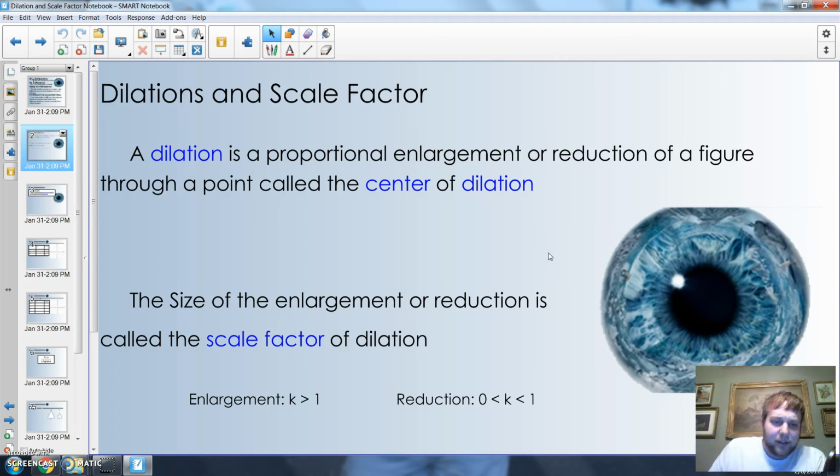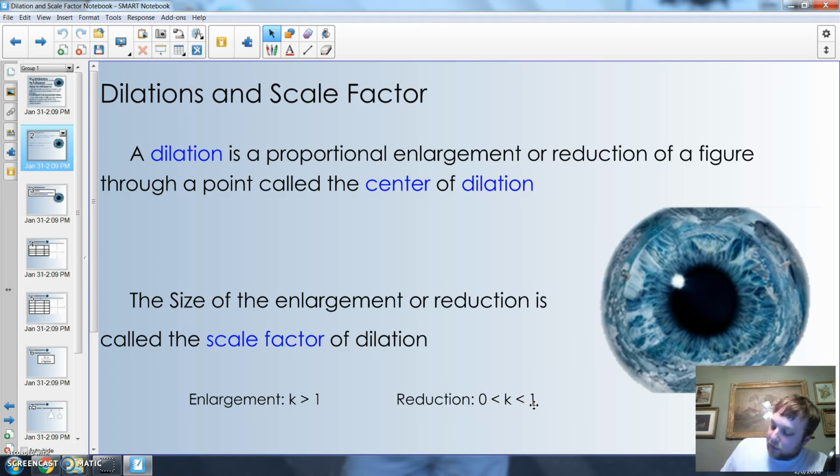The size of the enlargement or reduction is called the scale factor. So maybe if it's by 2, that means it enlarged. It doubled in size. Notice enlargements are when they're above 1. So like 2 means it doubled in size. A 3 means it tripled in size. A 10 means it tensied in size. And then reduction is somewhere between 0 and 1.